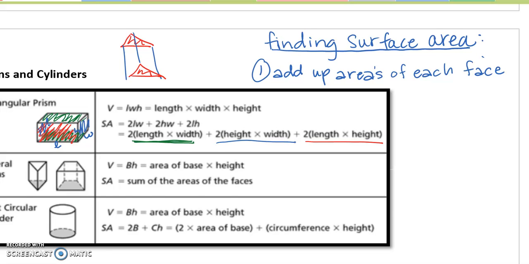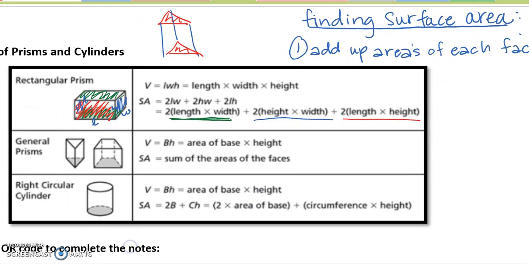It's still adding up the faces. So it depends on what type of prism, how many different faces you're adding up. It's important to make sure you don't miss the ones that are in the back or that might not be seen. So it's helpful to draw a net if you're going to do this.